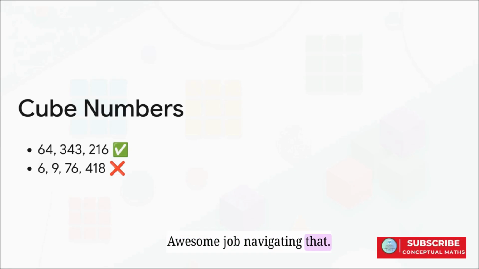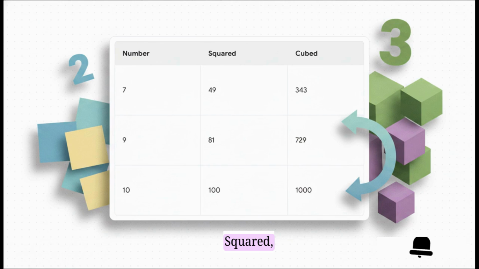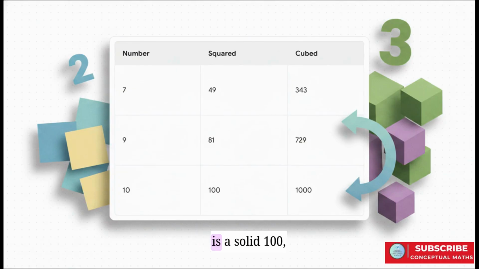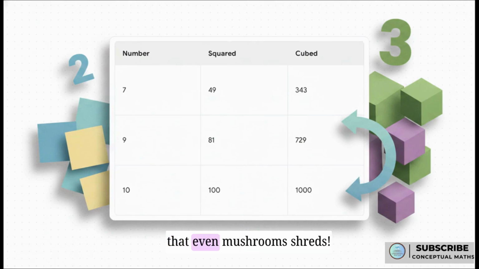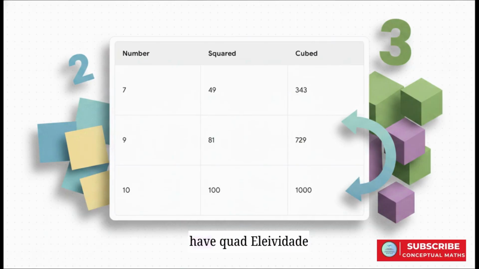Awesome job navigating that. Let's look at this final practice set side by side just to really lock in that contrast. Take the number 7. Squared, it's 49. But cubed, it's 343. Number 9. Squared, it's 81. Cubed, it's a massive 729. And number 10. Squared is a solid 100, but cubed is 1,000. Seeing these side by side really hits home just how much power that little 3 holds compared to the 2.